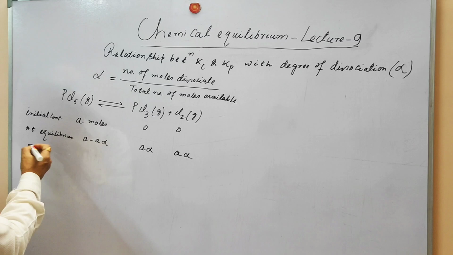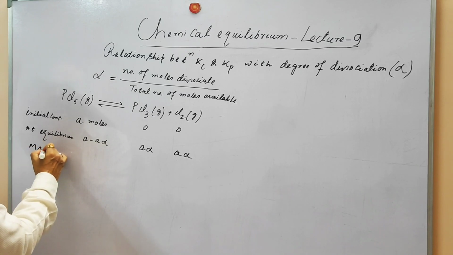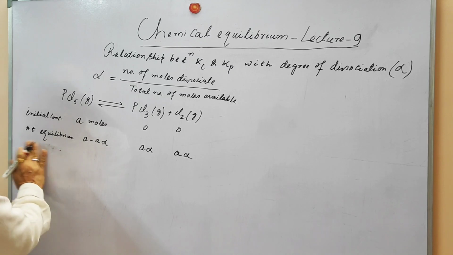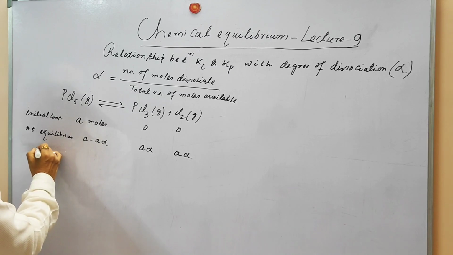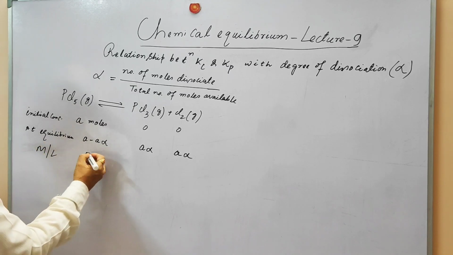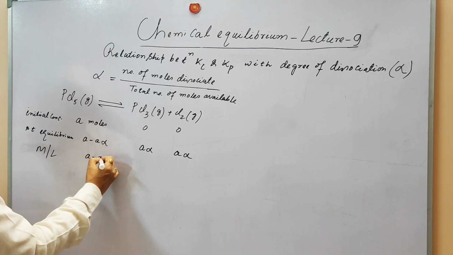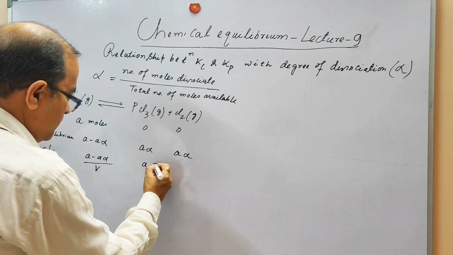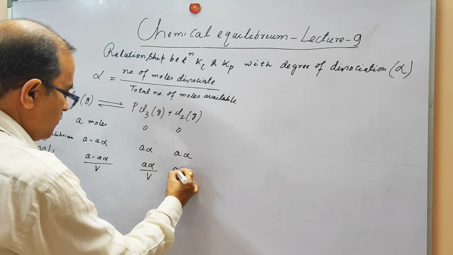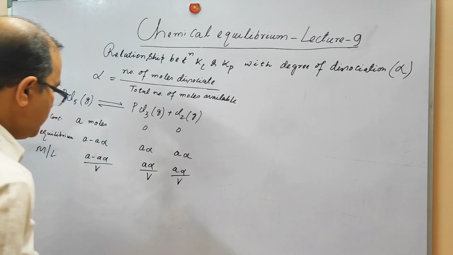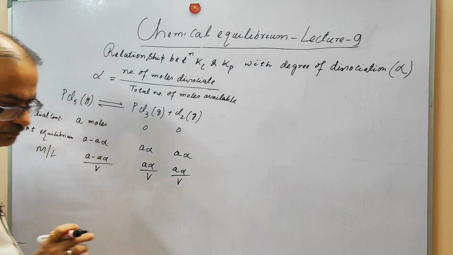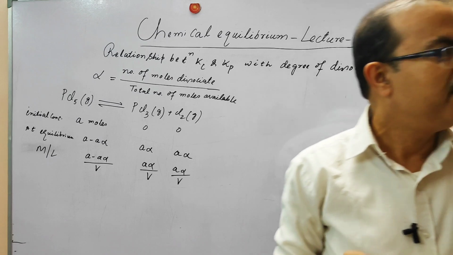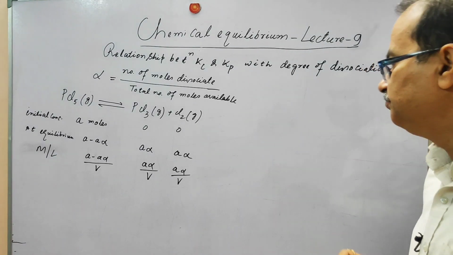Now we will calculate the molar concentration. Mole concentration, that is, we can say the mole per liter, that is A minus A alpha divided by V. We have taken V as the volume of the container vessel where we are undergoing the study.